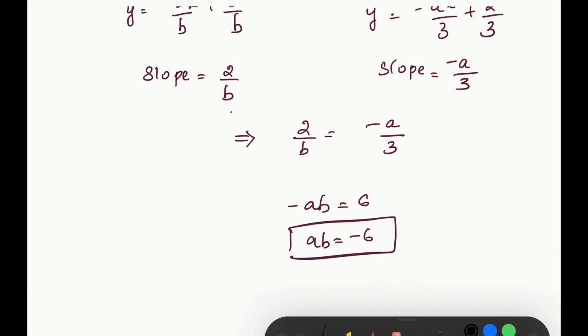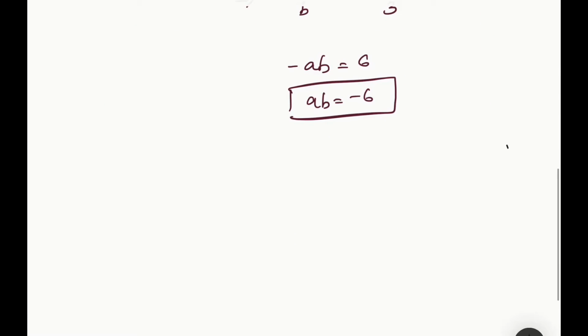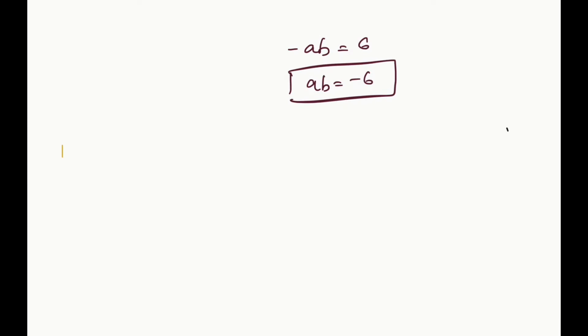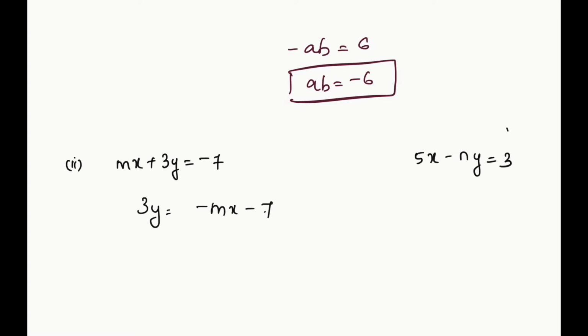Coming to the second sub question there. Again, two lines are given here. What are the lines? mx plus 3y equal to minus 7 and 5x minus ny is equal to 3 are perpendicular to each other. Find the relation connecting m and n. So let us do that. 3y is equal to minus mx minus 7. y is equal to minus m by 3 x minus 7 by 3.